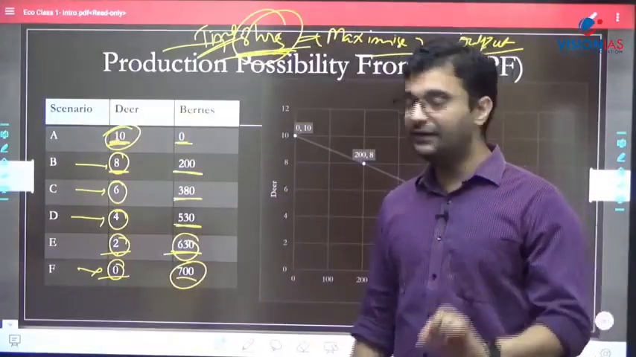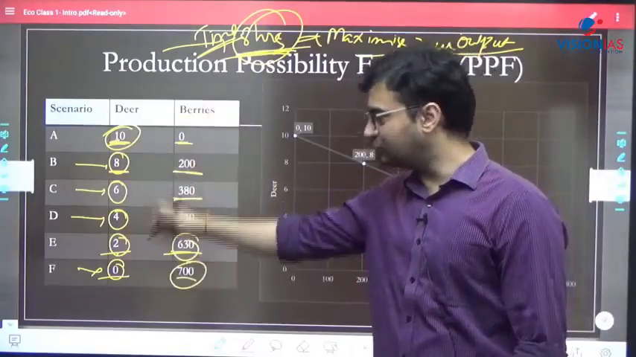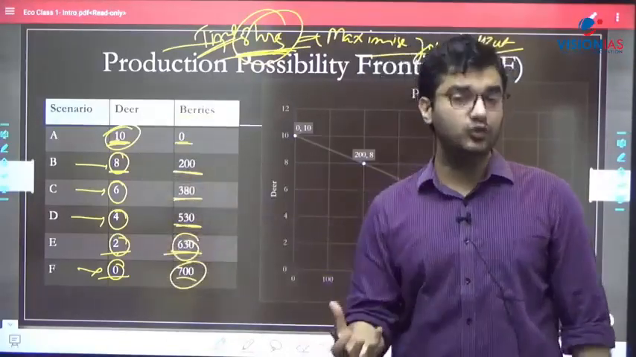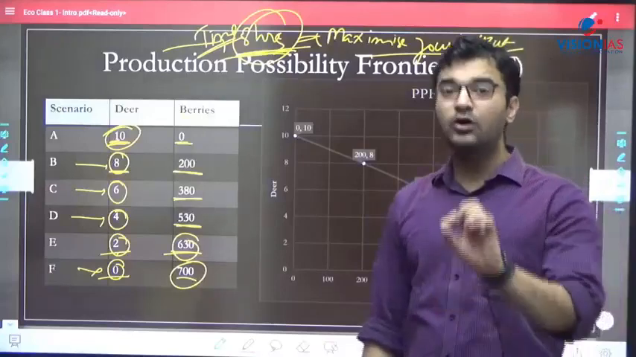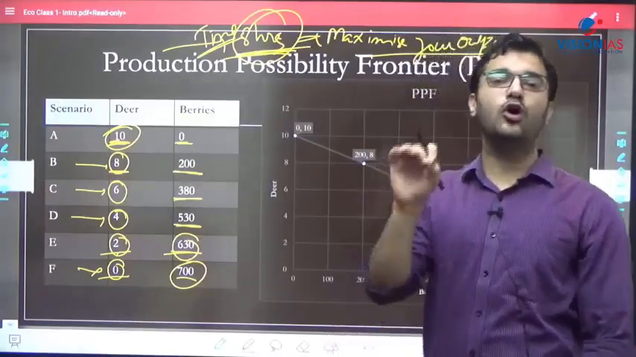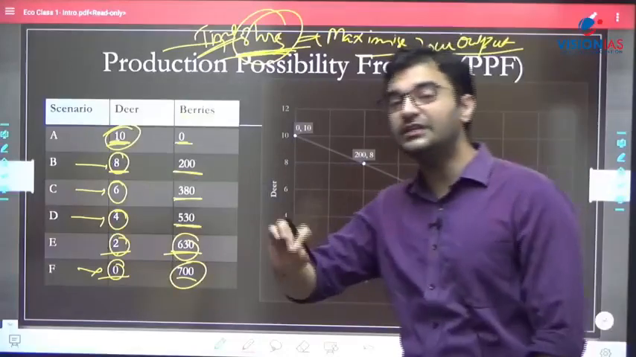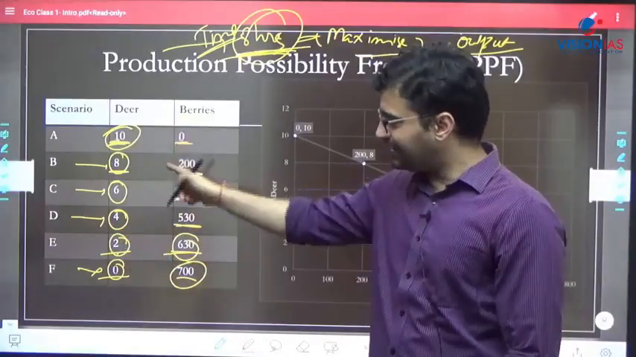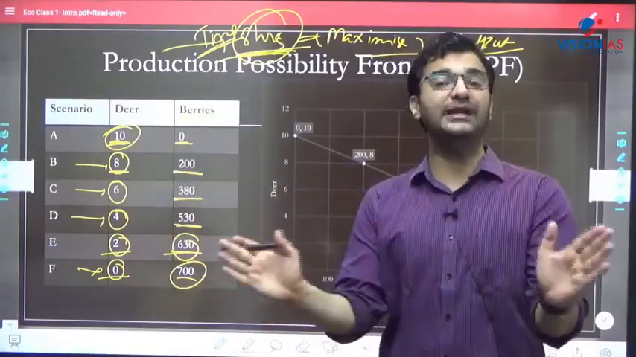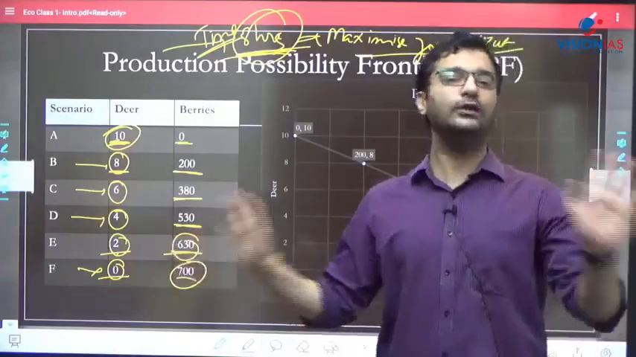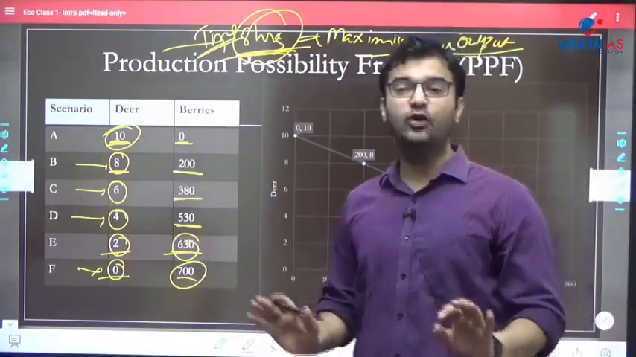Circumstances will decide out of these scenarios, out of these possibilities, what are you going to choose? There is no comment on which scenario is better. A, B, C, D, E, F are all equally better. All are equally good or equally bad. There is no comment on which is better.